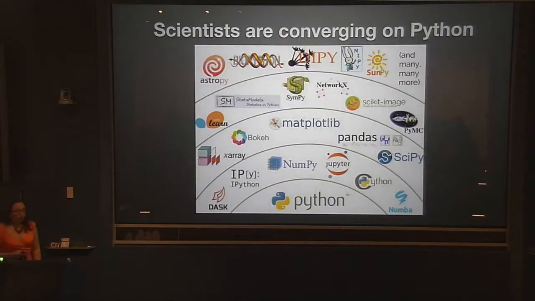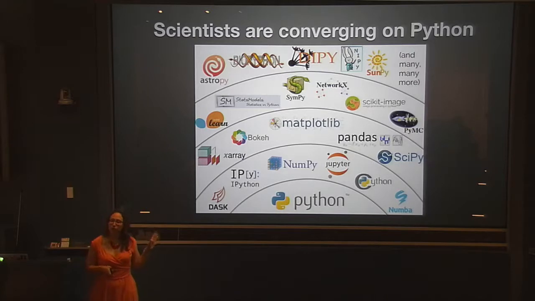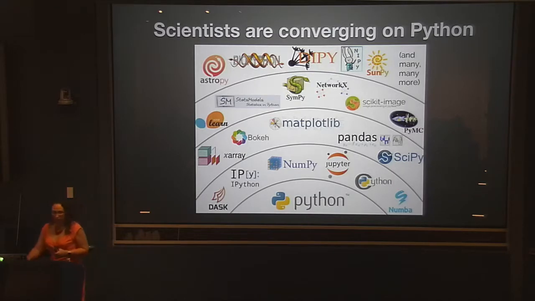One of the other reasons that scientists are converging on Python is all of the other packages which you can use with Python that give it so much functionality. So Python is at the nexus, at the hub.